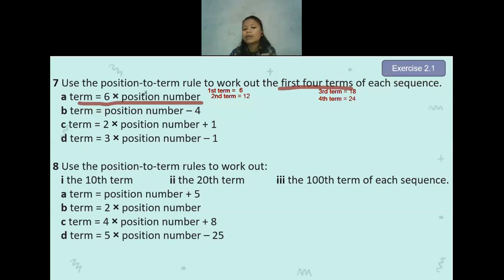And then it will be 6 times 2 for the second term. It will be 6 times 3 for the third term. It will be 6 times 4 for the fourth term. So in here, for the words position number, you can replace it with any number, depending on which term you are going to find. If I'm going to find the first term, I need to replace the position number with 1. If I'm going to find the third term, I need to replace it with 3. If for example I want to find the 100th term, I have to replace the position number with 100.